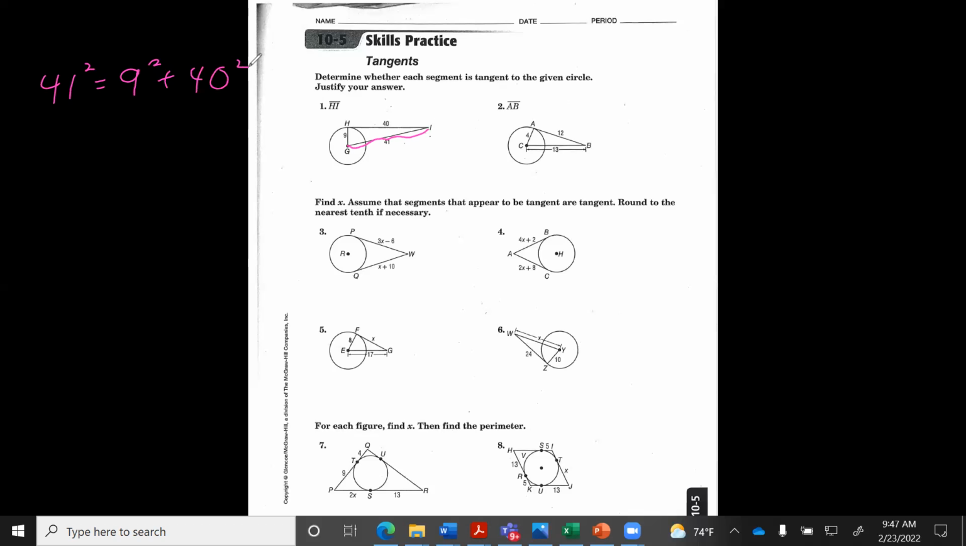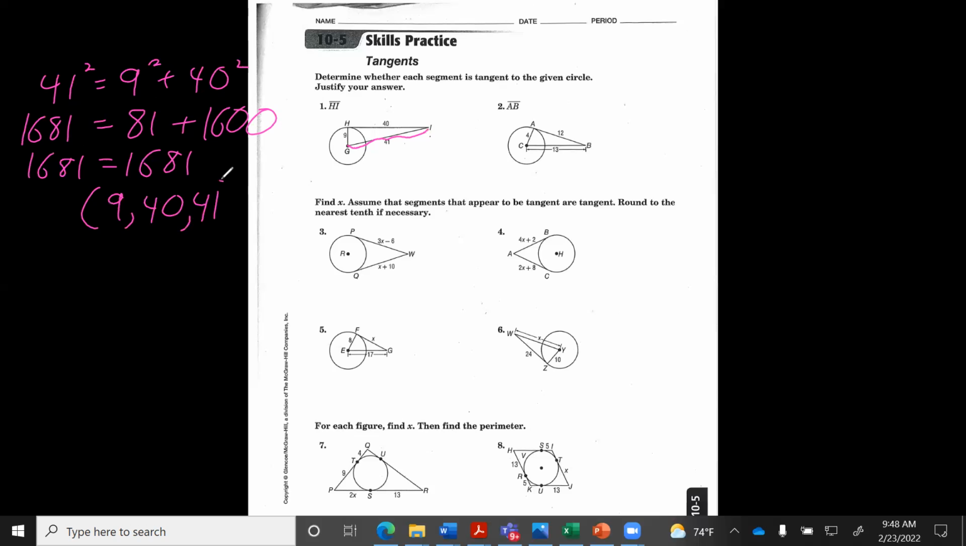So, doing each one of these separately. 40 squared is 1600. 9 squared is 81. 41 squared is 1681. And yes, those two are equal. Also, if you recognize this as the triple 9, 40, 41, that's all you really would have had to do to say, yes, it is a right triangle, and therefore that is a right angle, and therefore, yes, that is a tangent line.